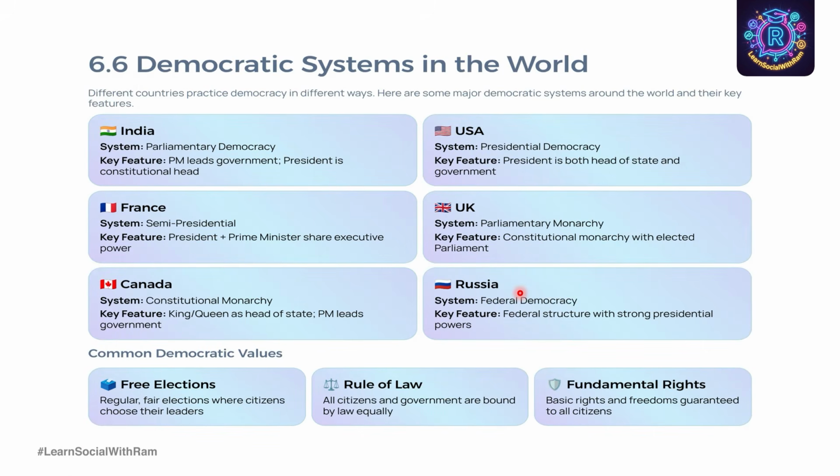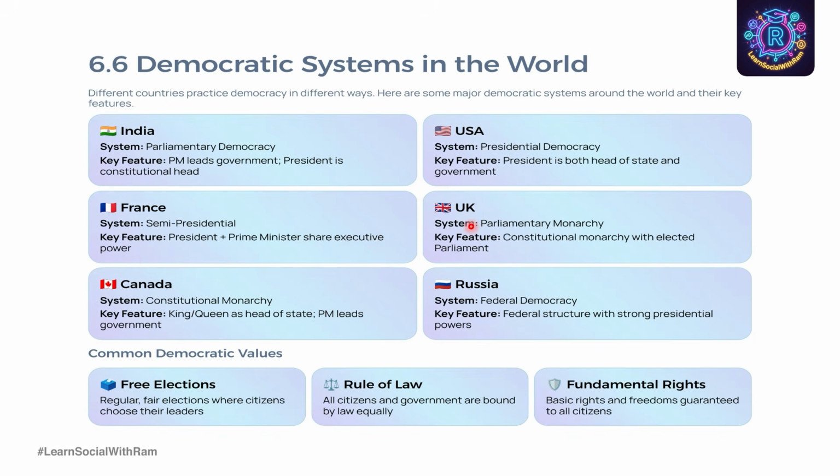Our next topic is democratic systems in the world. Now let us try to understand the various democratic systems in the world. In India, we have parliamentary democracy. The key feature is the Prime Minister leads the government, whereas the President is the constitutional head. And in USA, the system is presidential democracy, and the key feature is the President is both the head of the state and the government. In France, the system of government is semi-presidential. The key feature is the President and Prime Minister both share the executive power.